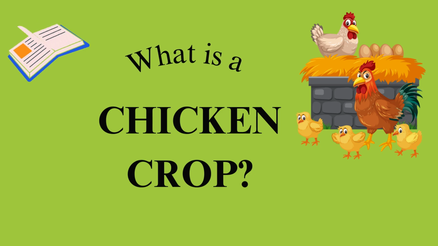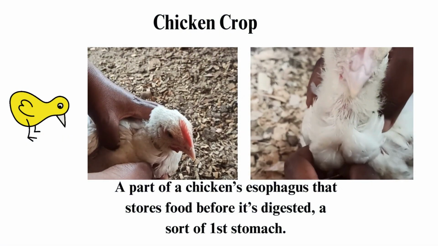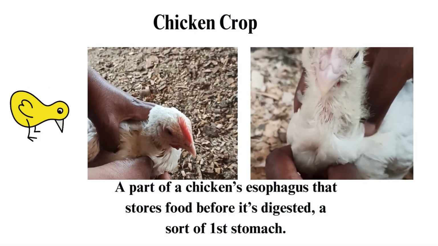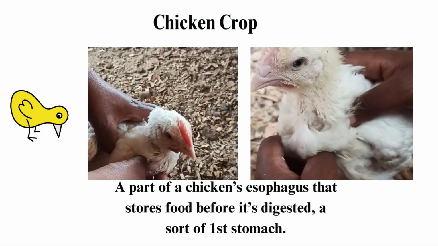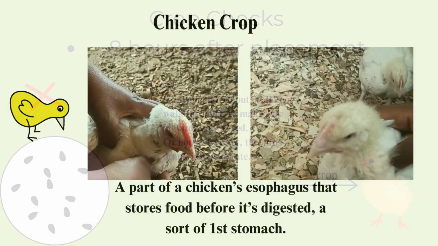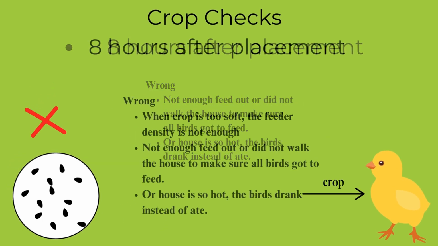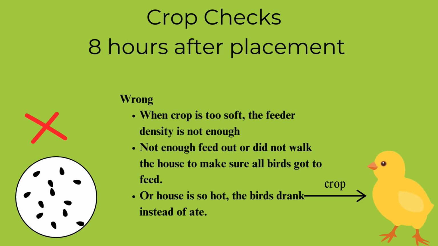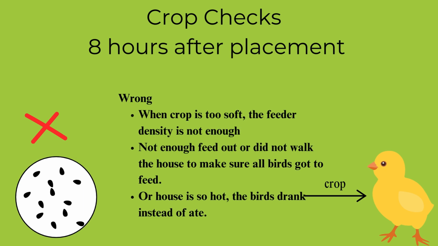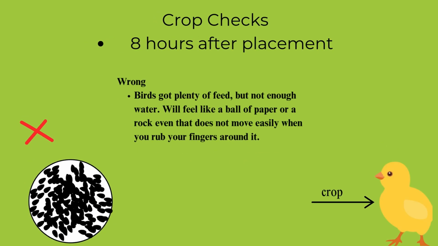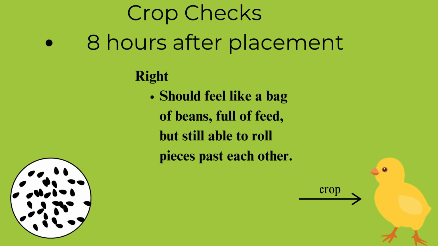Another important thing is crop checks. Do you know what a chicken crop is? You can check that your chicks are getting a good start by checking their crop 8 hours after placement. A healthy crop will be firm. If their crops are too soft, you may not have enough feeder density or need to put more feed out. If their crops are too hard, you may not have enough drinker density and need to make sure your chicks have enough water to go with their feed.